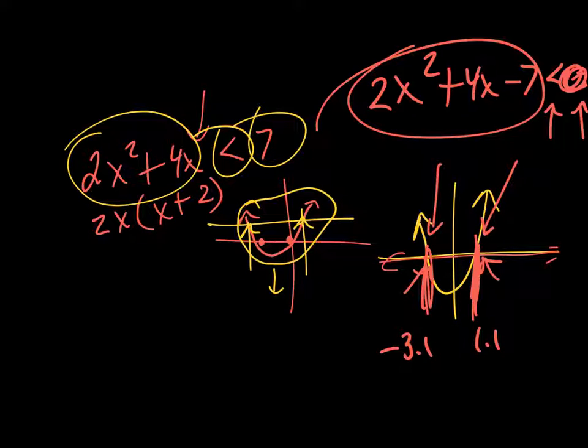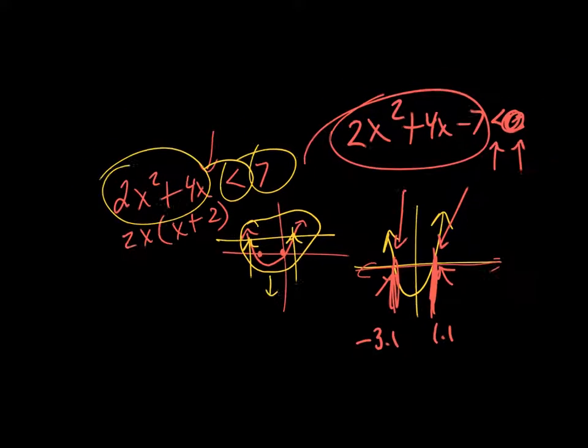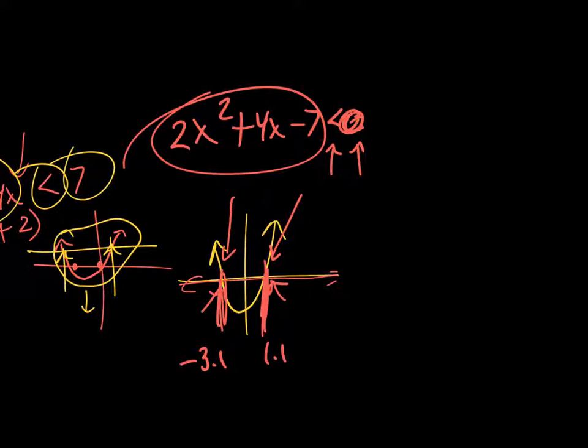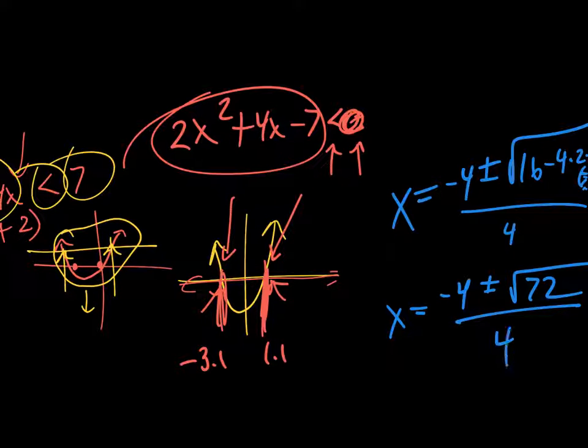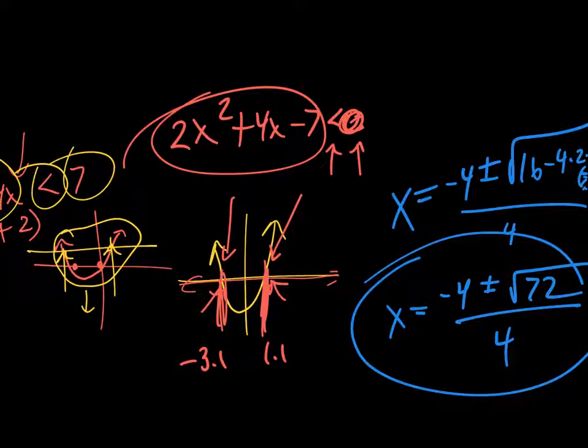Okay. All right, good. So just in case there might be some confusion on the quadratic formula here, it would be x equals negative 4 plus and minus the square root of 16 minus 4 times 2 times negative 7, all over 2a, which is 2 times 2 is 4. So negative 4 plus and minus the square root of 16 plus 56, which is 72, all over 4. And it's just a matter of simplifying that down.